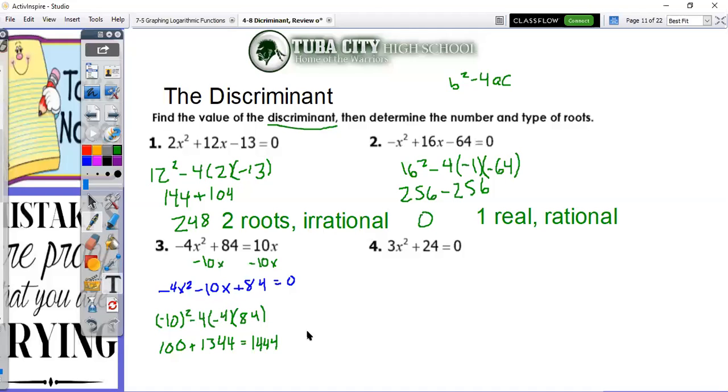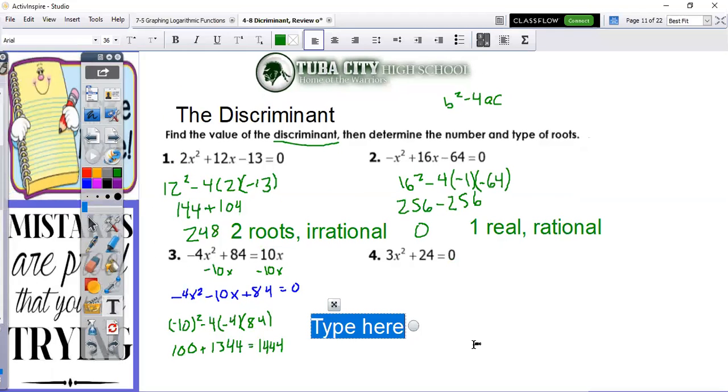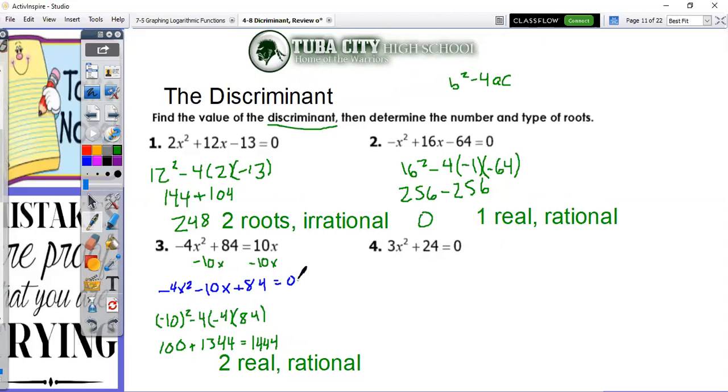So that means that we are going to have 2 real roots, and they are going to be rational, meaning that it's not going to be a repeating number or one of those long numbers that don't repeat and don't end.